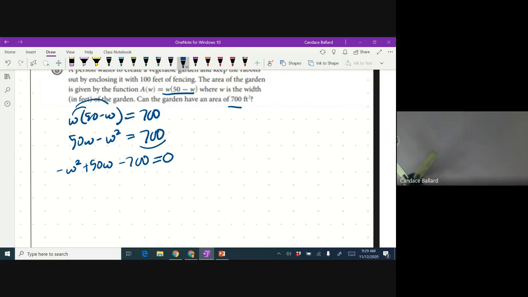Now, in order to tell my yes or no answer here, can the garden have an area of 700 feet, we're going to use the discriminant. So I've got my A, I've got my B, and I've got my C. And I'm going to plug into the formula b squared minus 4ac. So tell me in the chat, what's the A value? I know my B value is 50, but my A value is a little trickier. What's the A value? Good job. We've got a -1 going on. And then we've got negative 700.